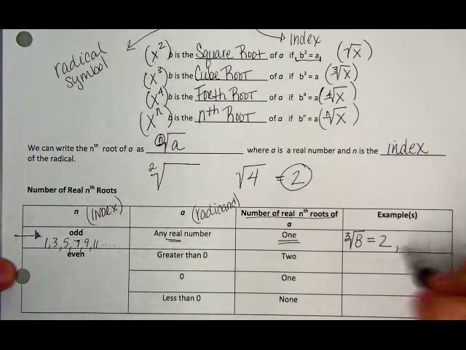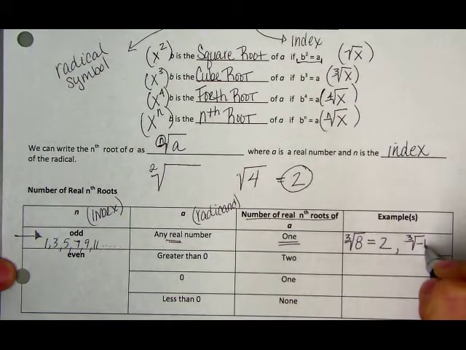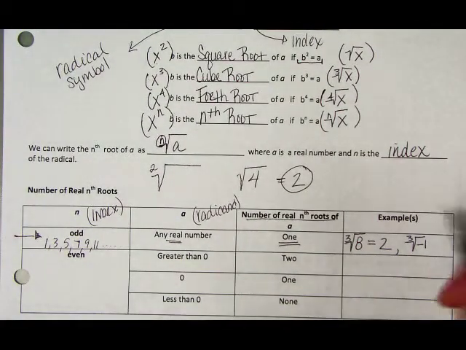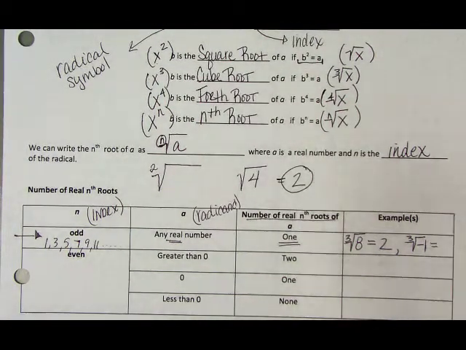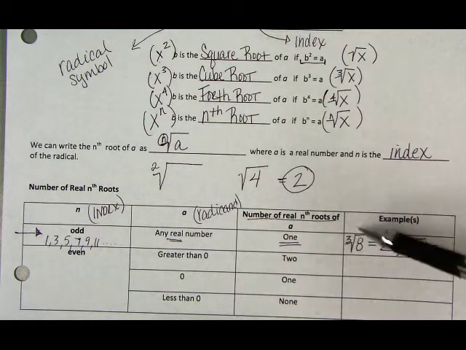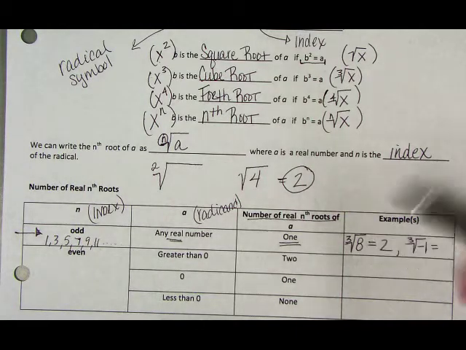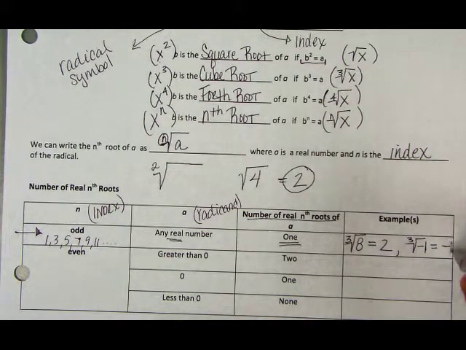Alright, here's another example. If we're looking at the cube root of -1, we need a number that multiplied by itself 3 times gives us -1, and we know that that's going to be -1.